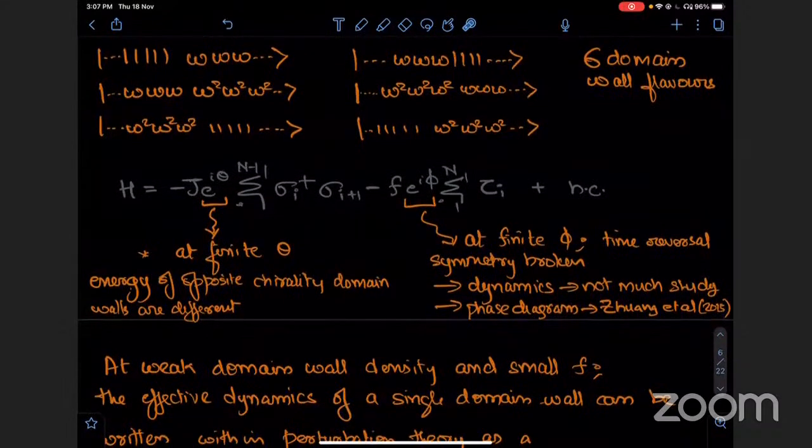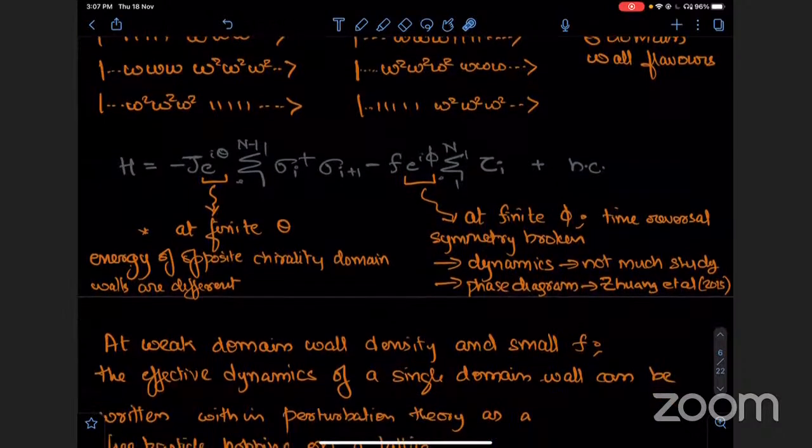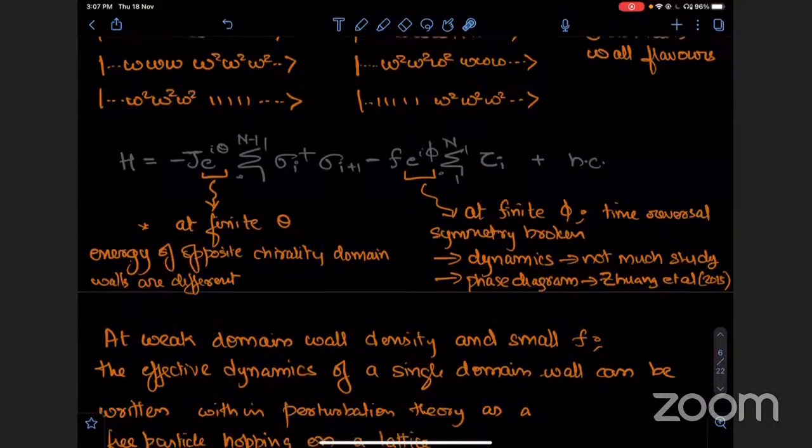However, not much study has been done on dynamics in the presence of non-zero phi. However, the phase diagram is known from DMRG studies. We will work with the case of phi equal to 0 and explore the effect of theta on various aspects of dynamics in this model.